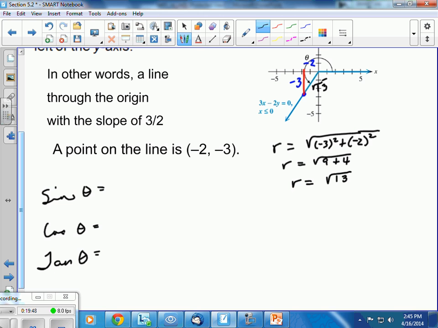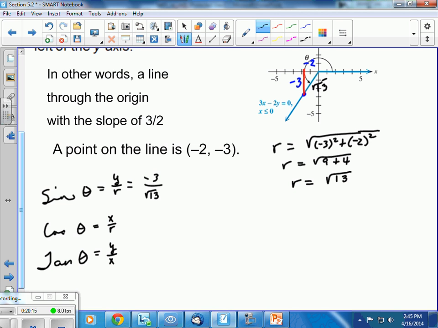We know that the sine is y over r, x over r, and y over x, which of course is the side opposite over the hypotenuse, the side adjacent over the hypotenuse, and the side opposite over the adjacent. Again, think of them both ways. So if I look at this, my sine would be negative 3 over the square root of 13.